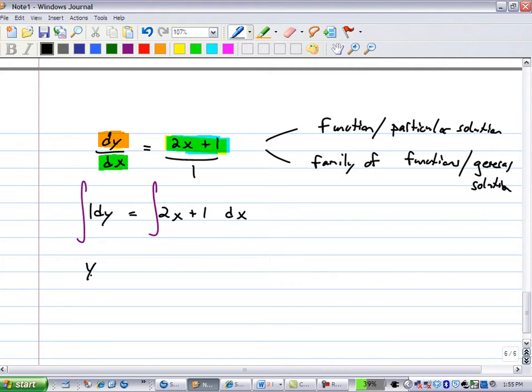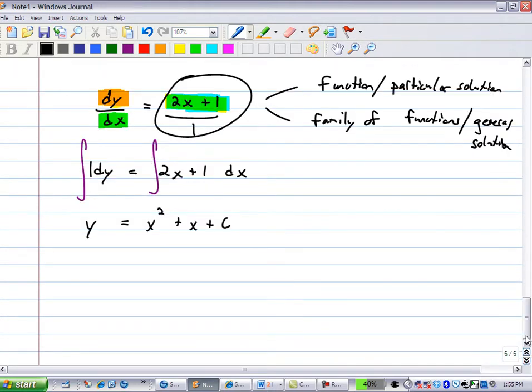Y plus constant. Now I'm just going to put the constant on the other side. And the right side turns into x squared plus x. So the first way we did it, you just said, hey, what function has a derivative of 2x plus 1? And you just knew, without separation of variables, x squared plus x plus 1. Or x squared plus x plus c.